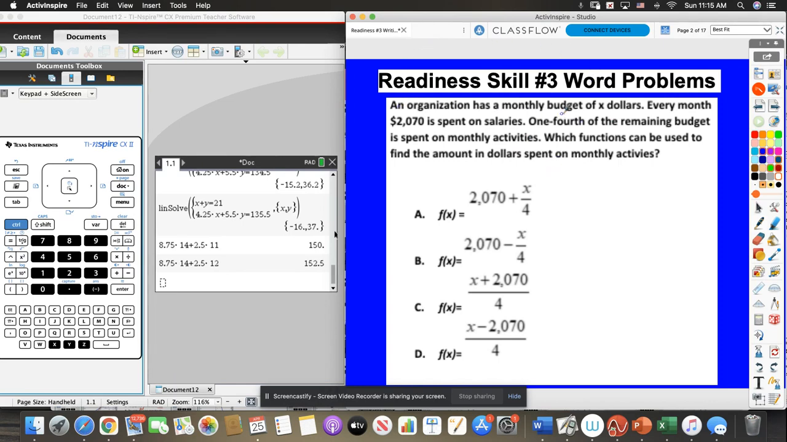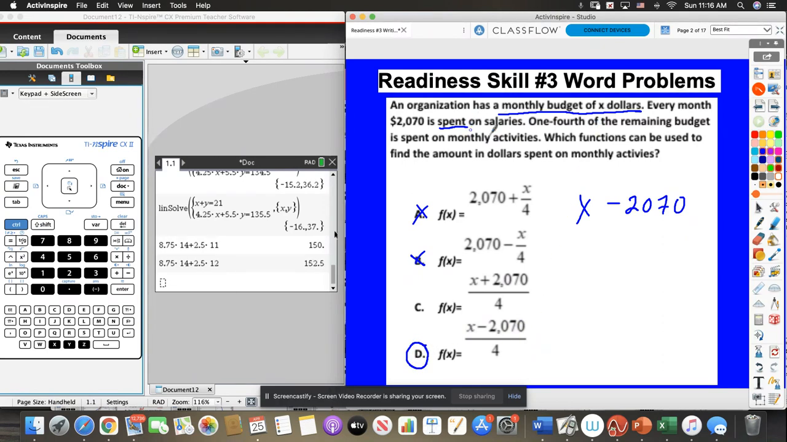So an organization has a monthly budget of X dollars. So I have a budget, X dollars. Every month, $2,070 is spent on salaries. Okay, keyword spent. That means I'm subtracting from my budget. So that's 2,070. So just from right there, I can already see that these two are backwards. And I have X minus 2,070. I mean, right there, I can almost see the answer.